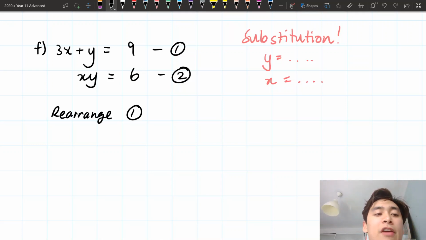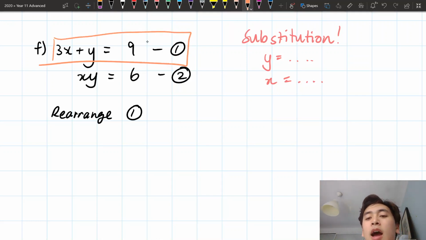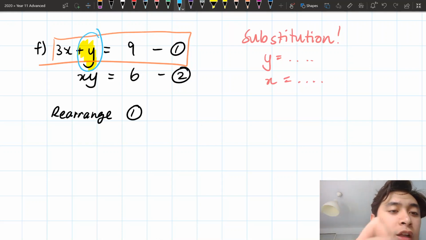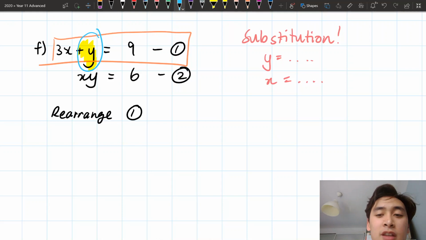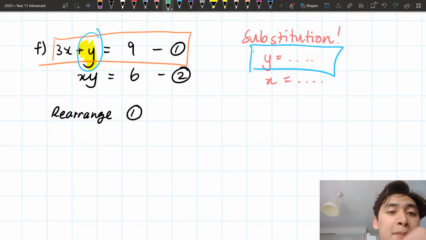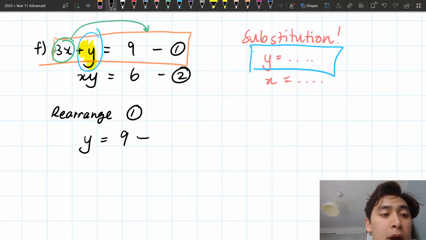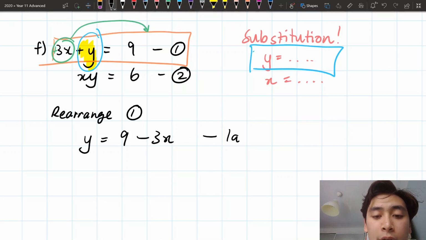If you have a look at equation number 1, I'm going to make y the subject of this equation because it's all by itself, all nice and alone, and we can easily get it into the form y is equal to. So I'm just going to move the plus 3x to the other side. When I rearrange 1, I get y is equal to 9 minus 3x. I'm going to call this equation 1a.